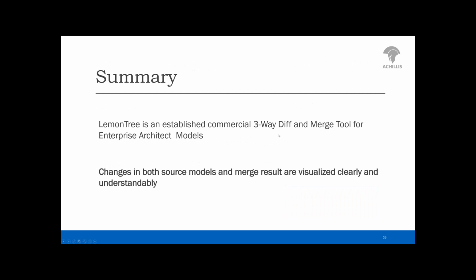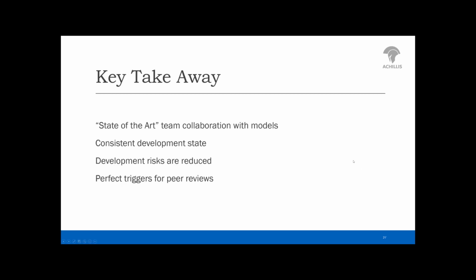That's a summary of what we talked about already. It's an established commercial three-way diff and merge tool for Enterprise Architect models. Changes in both source models and the merge result are visualized in a clear and understandable model. So the key takeaways are that with this setup, you have state-of-the-art team collaboration with models that enables you to have a consistent development state. You get to reduce the risks of other error-prone practices. And it's a perfect trigger for peer reviews.